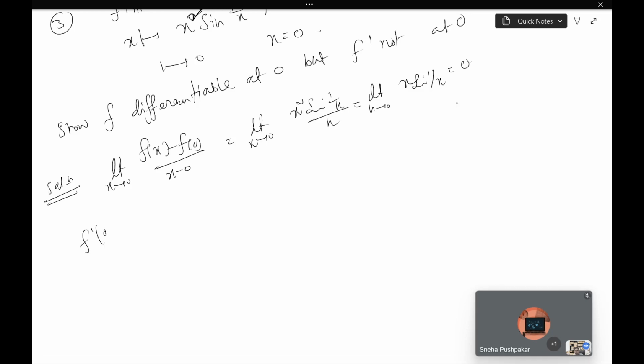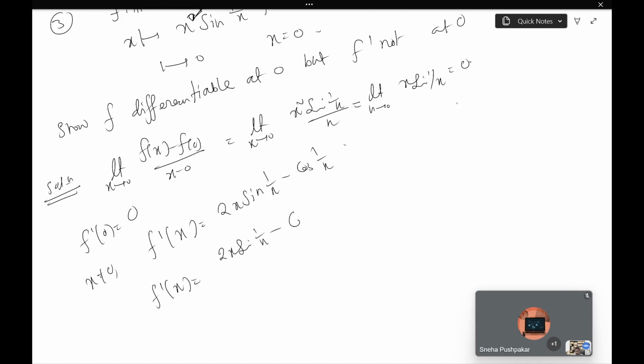And obviously you can check that f dash 0 is equal to 0. And when x not equal to 0, the function f dash x will be 2x sine 1 by x minus cos 1 by x for x not equal to 0, and 0 otherwise.